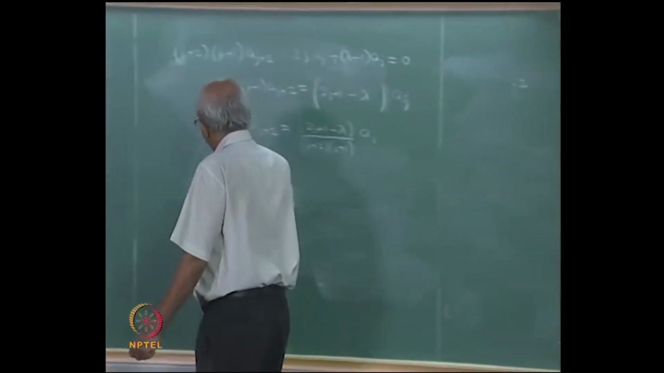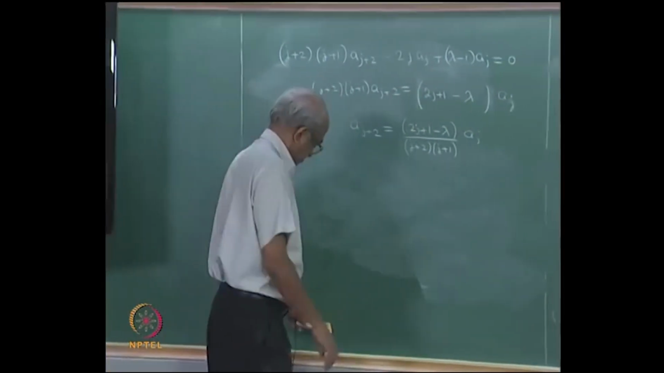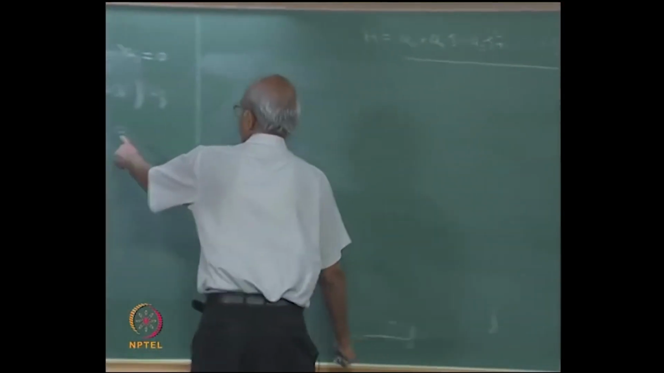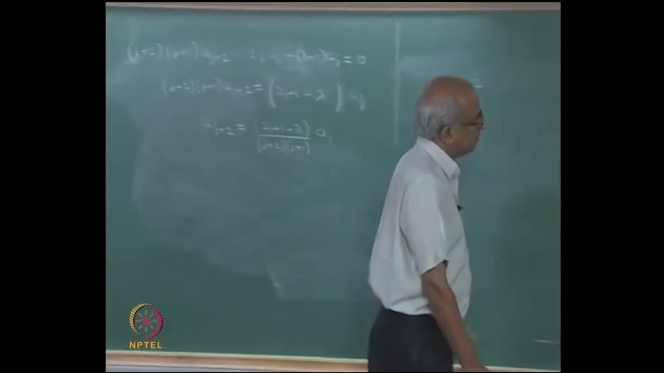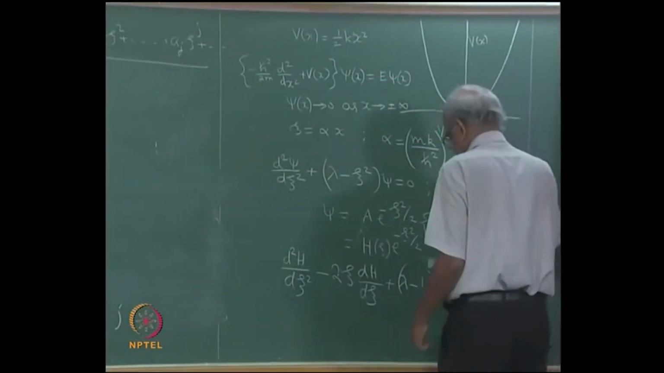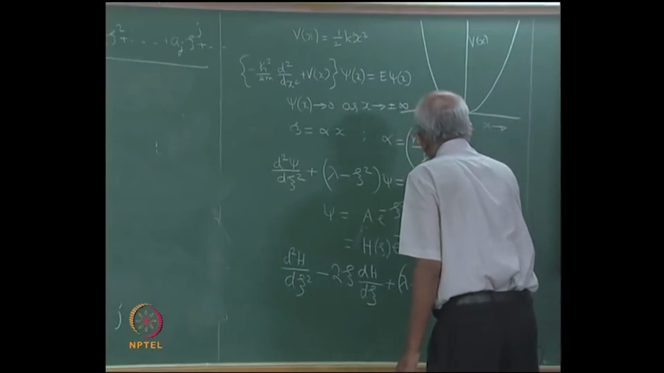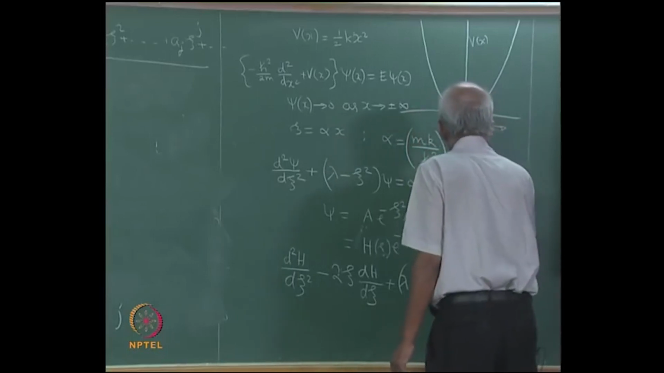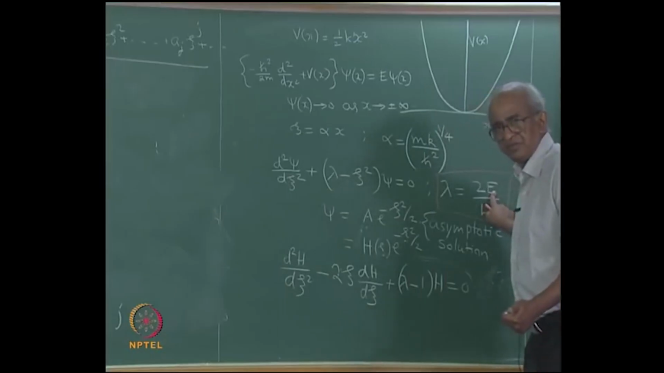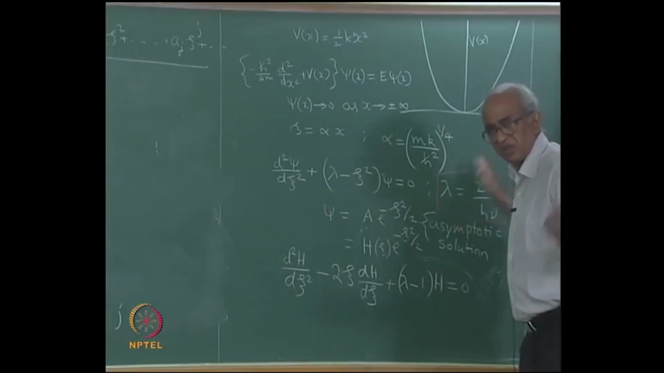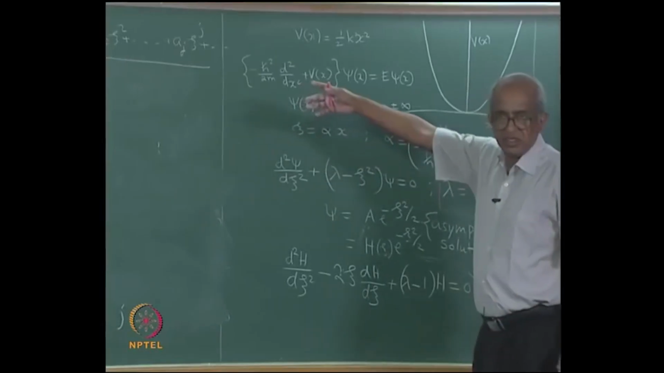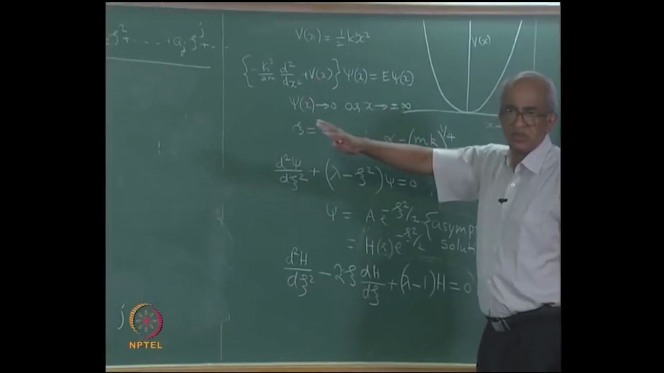Well, there is a very easy way out. See, you look at the lambda. What is lambda? Lambda is given here. So, if you give me some arbitrary value of energy, the value of lambda is something, and the series will actually go on to infinity and you will not get an acceptable solution.